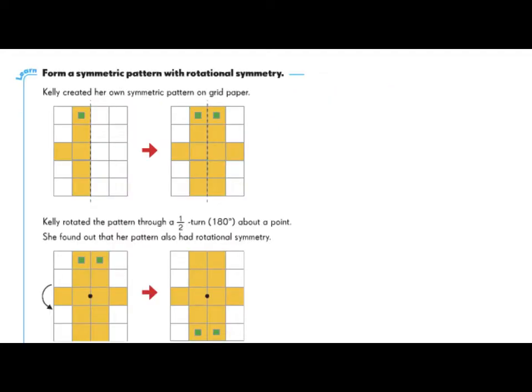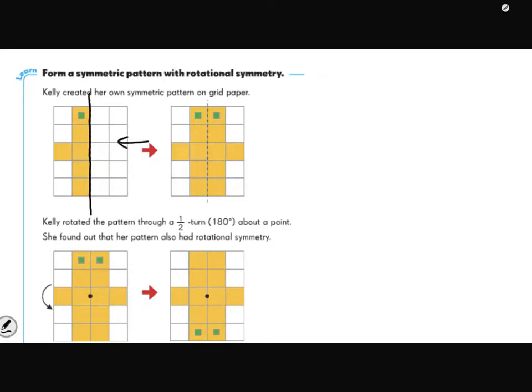So just really quickly, this says how to form a symmetric pattern with rotational symmetry. If you can see, this dotted black line is the line of symmetry. What they want you to do is draw on the other side of the grid paper so that it is symmetrical, and they also want it to have rotational symmetry. So what Kelly did, Kelly created her own symmetric pattern. She colored this side in, if I had an orange, this one in, these two in, and these two in, and then we can see that this shape now has symmetry.